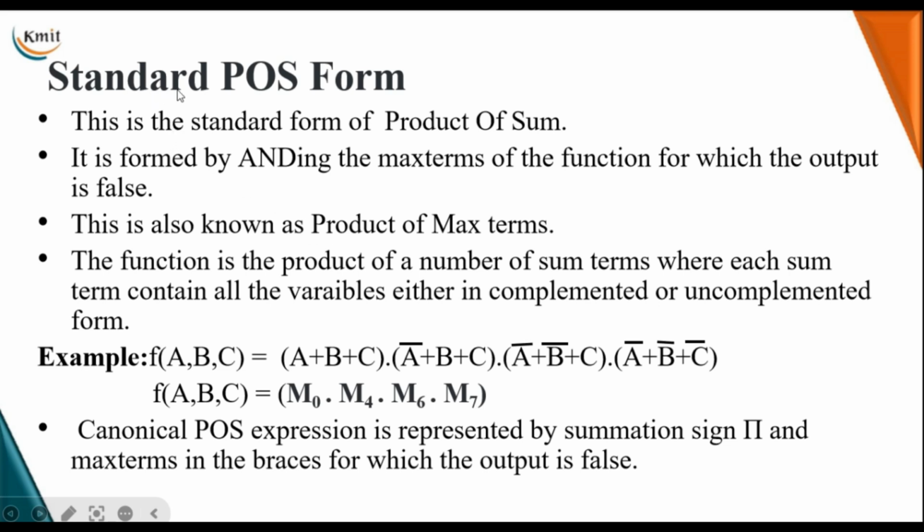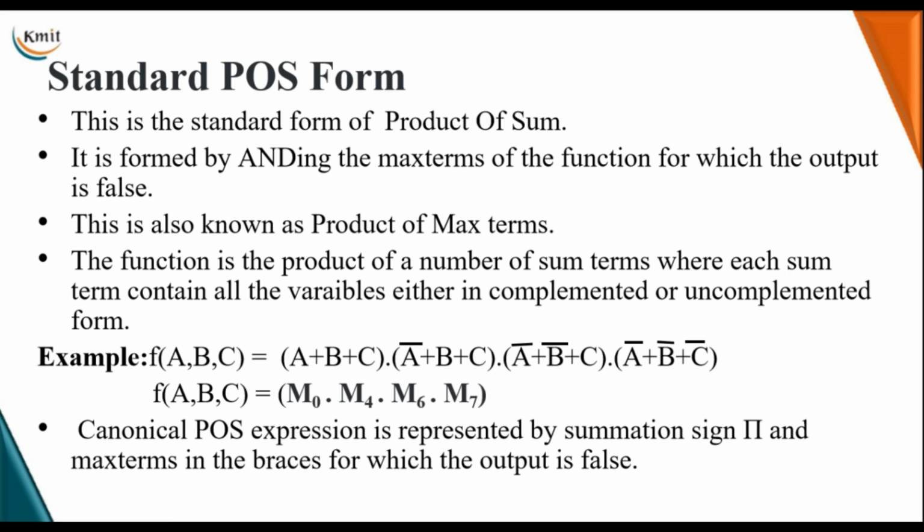Now, the standard POS form. Here in standard POS form, also called the canonical product of sum form, we form this representation of a Boolean function by multiplying the maxterms of the given function whose functional values are false. So this is also known as the product of maxterms. Maxterms are nothing but sum terms. So we have to take the product of all the sum terms whose functional values are 0, and each sum term can contain the variables in complemented or uncomplemented form.